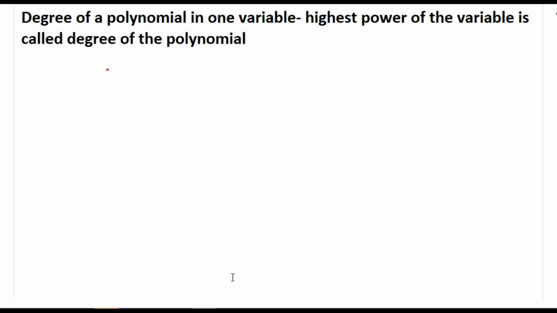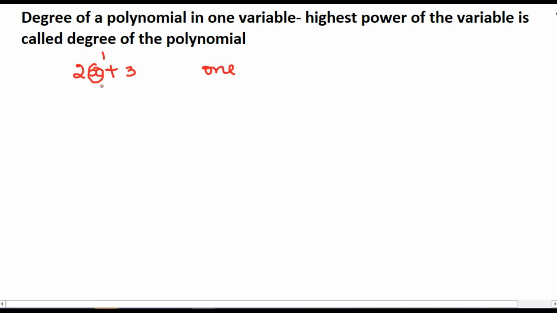Now the next definition is degree of a polynomial in one variable. The highest power of the variable involved in the polynomial is called the degree of the polynomial. For example, if I write 2x plus 3, the degree of this polynomial is 1 because x is the variable in this polynomial and the power of this variable is 1. So the degree of the polynomial is 1.